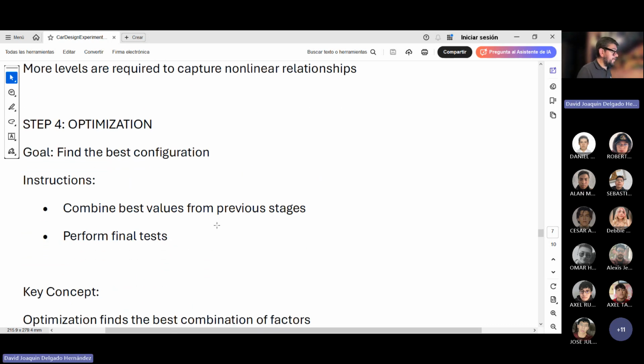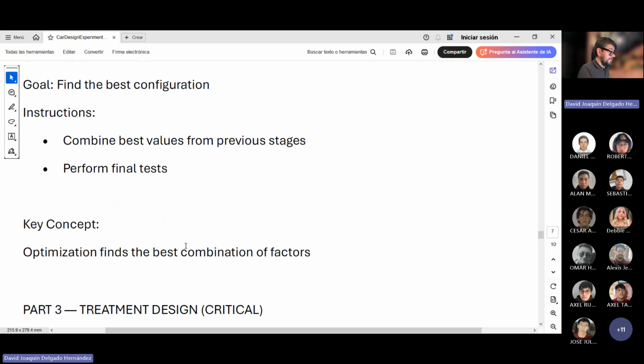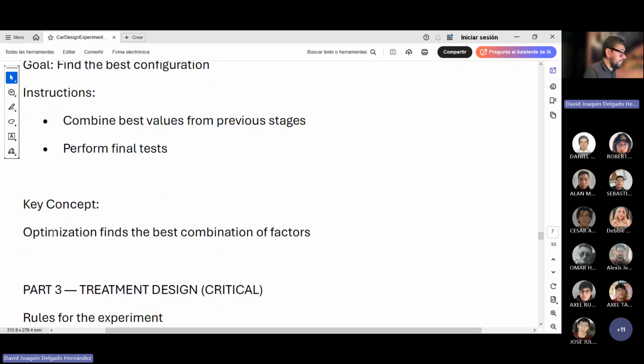Well, in step 4, the optimization, your goal will be to find the best configuration of the car. What are these variables that matter the most? And how can you combine these variables in order for the car to move a long distance? So here you have to combine the best values from previous stages and perform the final test. So here the key concept is that optimization finds the best combination of factors.